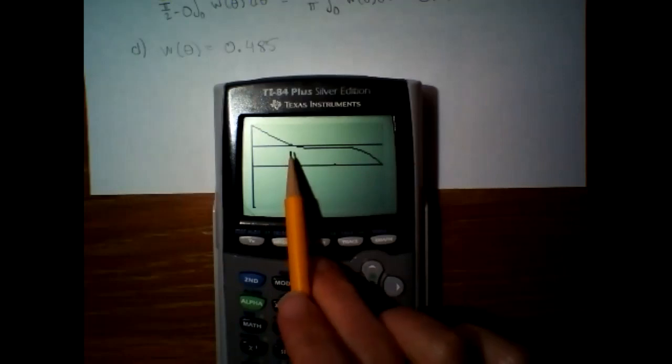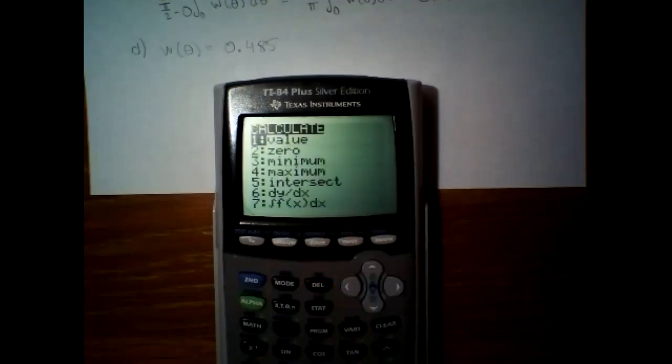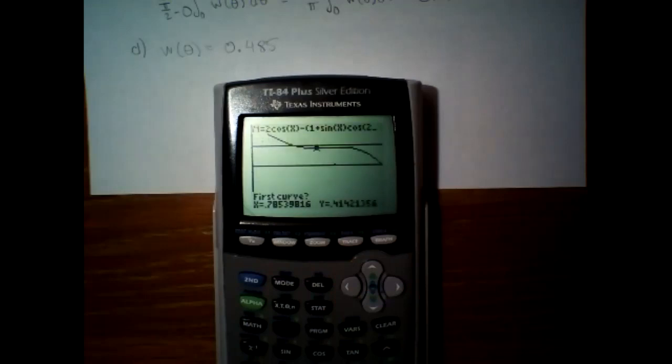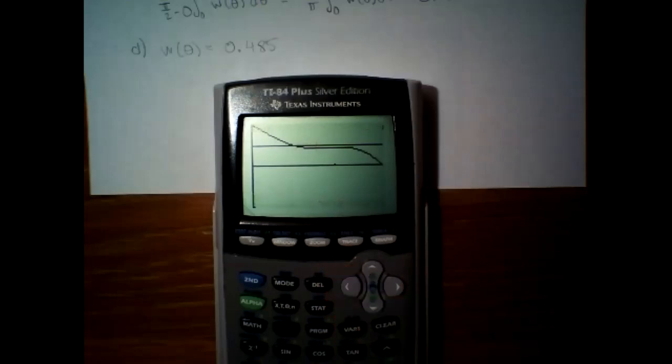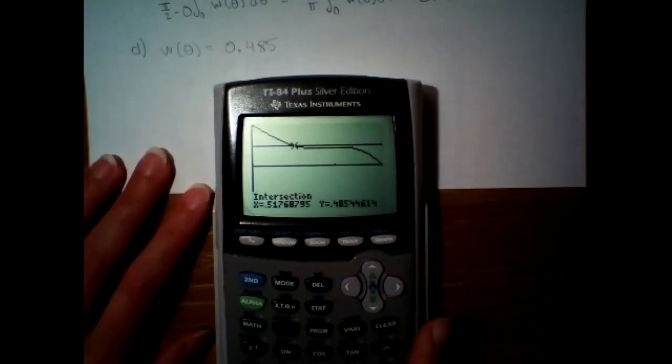So here's where they intersect. We're going to calculate that. So second trace, calculate intersection. It's going to ask you first curve, second curve, yes. You can basically just hit enter for all of that because there's only one intersection. If there were two, you would just move the cursor closest to the one that you want. And it will come up. So 0.517 is what we get for that. So theta equals 0.517. And they're not done asking us questions.